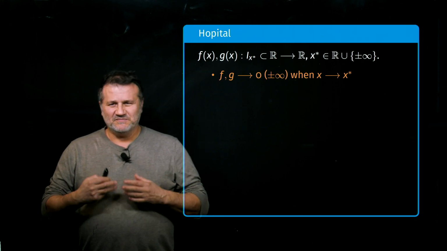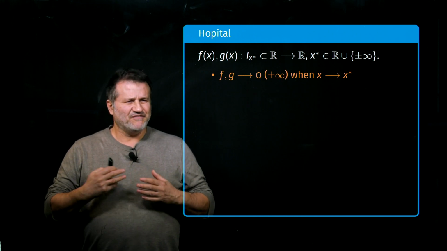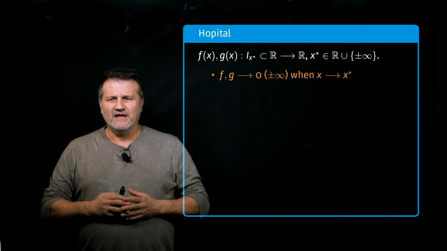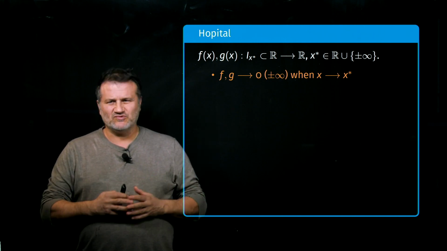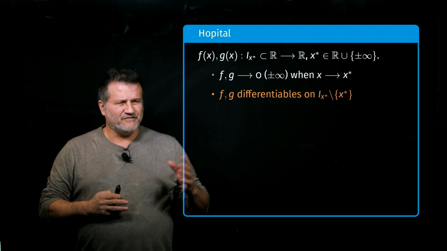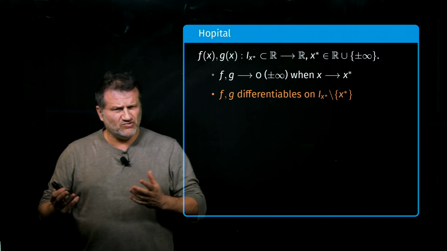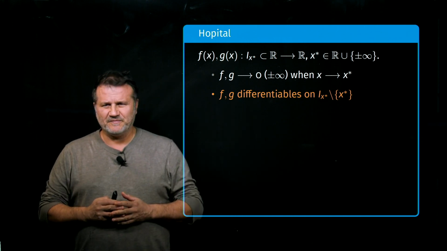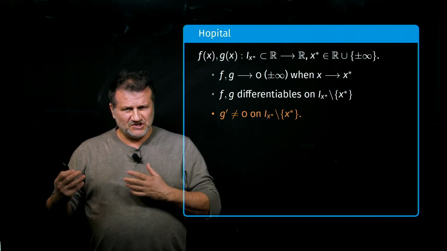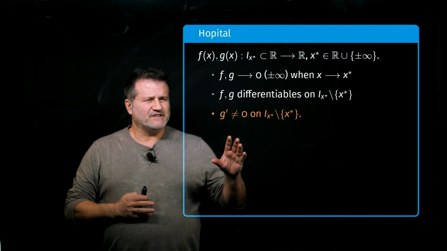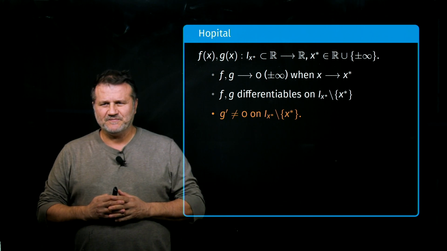Let f and g be two functions defined in a neighborhood of a point x star that can be finite or infinity. Assume that both functions go to 0 or infinity when x goes to x star. They are both differentiable in a neighborhood, except at most the point x star, where we do not need them to be differentiable. We assume also that g prime, the derivative of g, which is the denominator here, is different from 0 on that neighborhood, except at most at point x star.